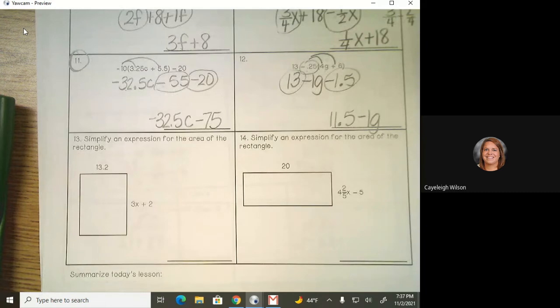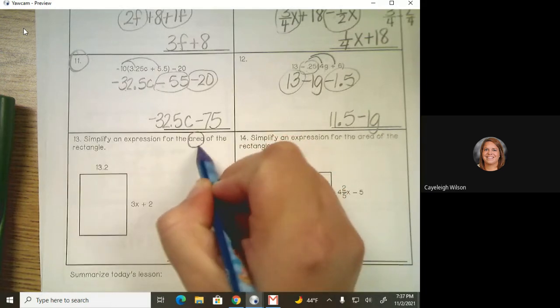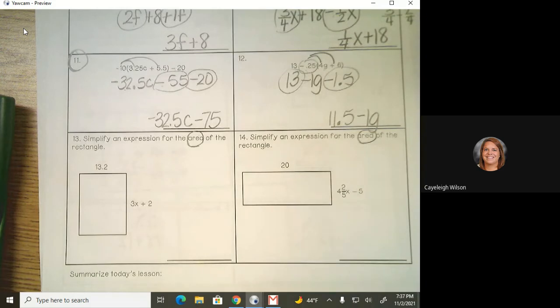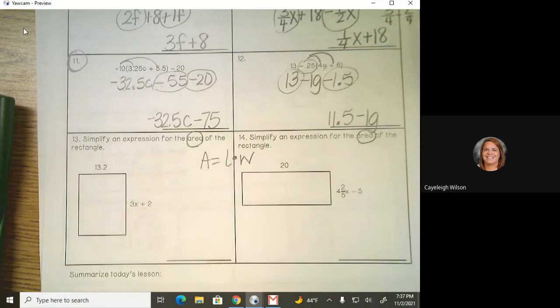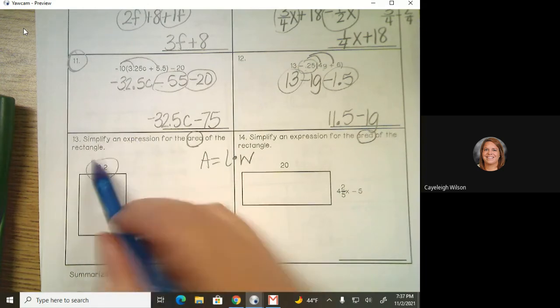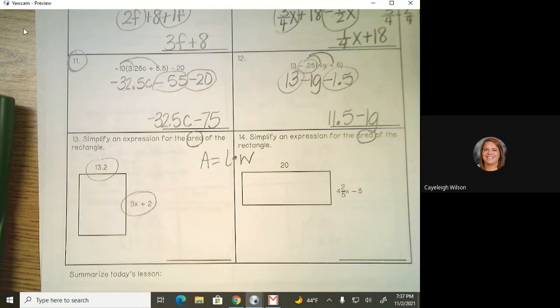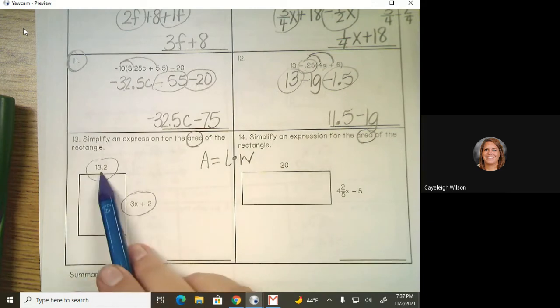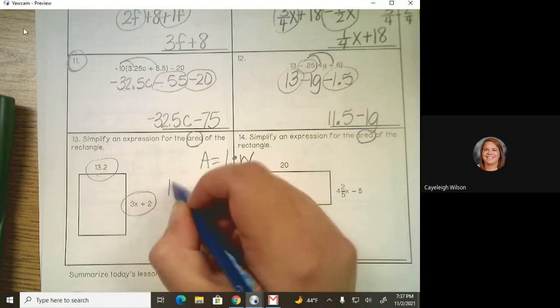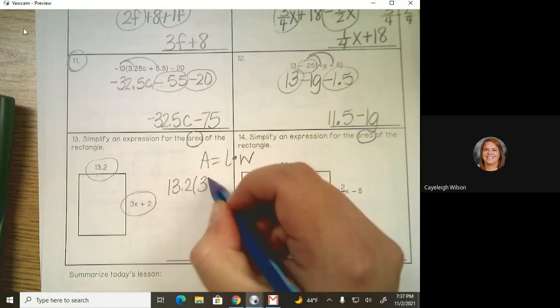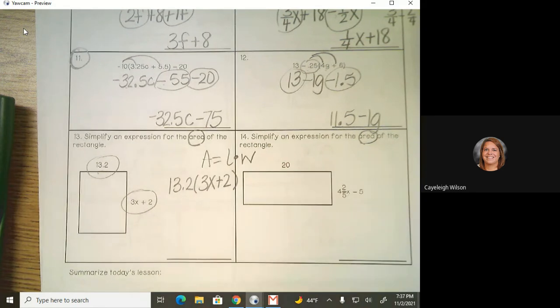All right, and then these last two here. It says simplify the expression for the area. How do you find the area of rectangles? Well, area of a rectangle is length times width. So that means that I'm just basically going to take these and multiply them together. Now, when you have one term times two terms, you need to make sure that you give that one term times both of these. So when you go to write this, you're going to write that you are multiplying both of those by that 13.2. You're taking the whole length times the whole width.